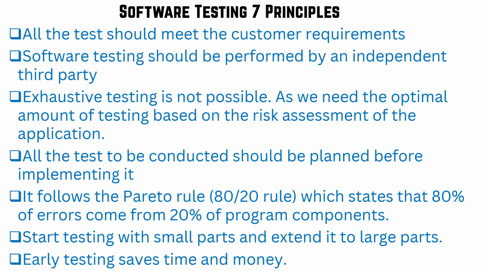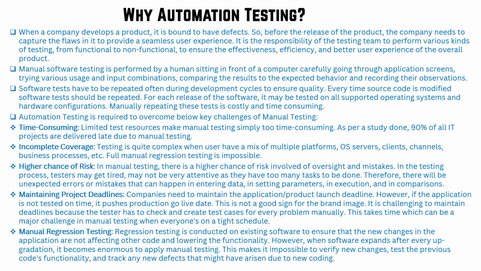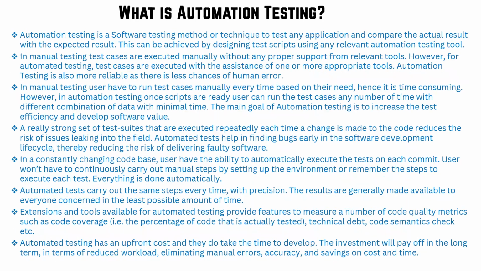Software testing principles: it should be done by a third party. Testing should go with the requirement. Sometimes we can go with arbitrary testing. All testing should be completed before implementing it. Testing should follow the Pareto principle: 80% of problems will come from 20% of the area. Testing should start with smaller components and go on to larger parts. Early testing saves time and money. Why automation testing? Primarily to avoid time consumption, to give more coverage, to reduce the risk, to maintain the project deadline, and to do regression through automation.